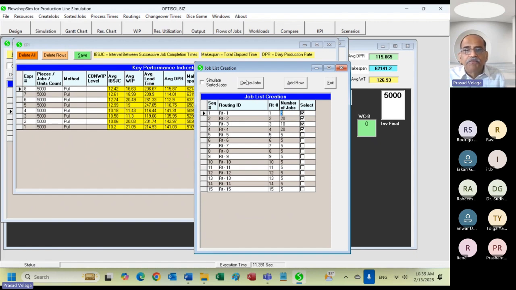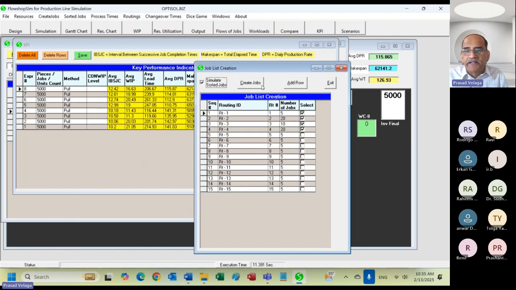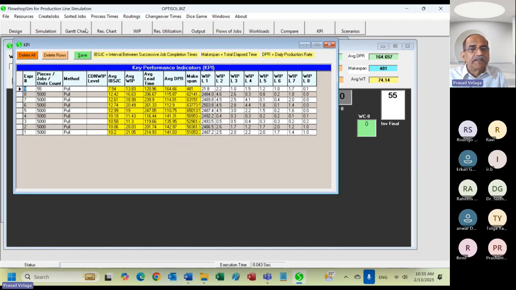Before doing that, I go to the routing here, and I'll say only this takes 5 minutes, so that you could see the runs easily on the Gantt chart. For example, this takes 2 minutes everywhere. So I'm considering the production of these four types of products. Let me create jobs now, jobs are created, and run the simulation and look at the Gantt chart.